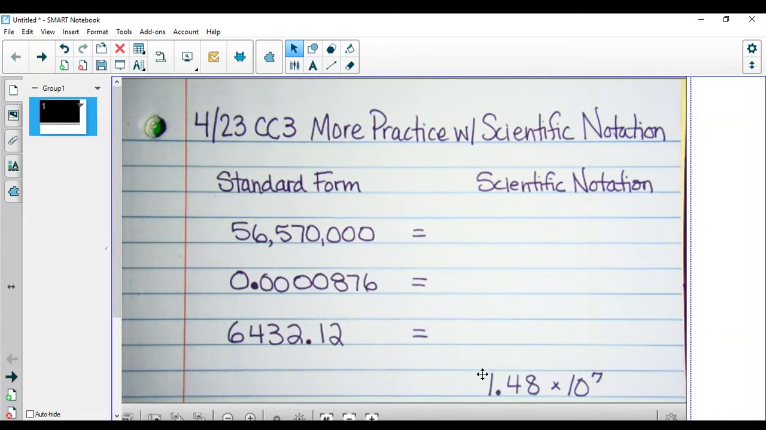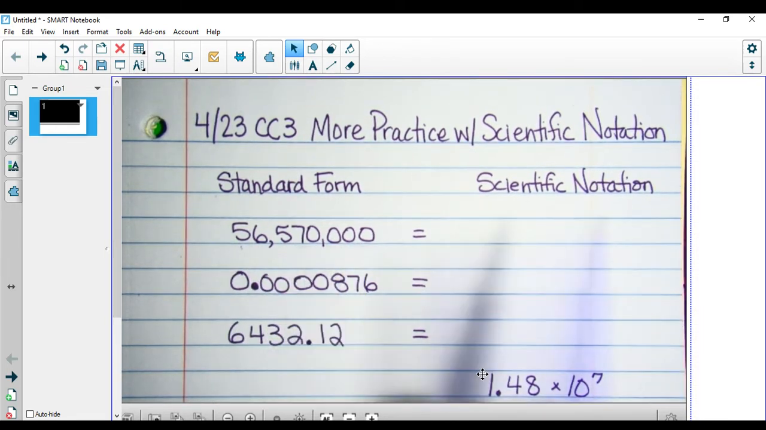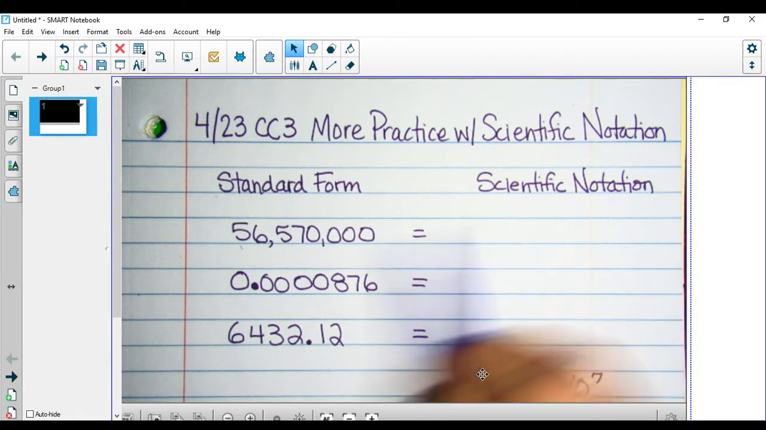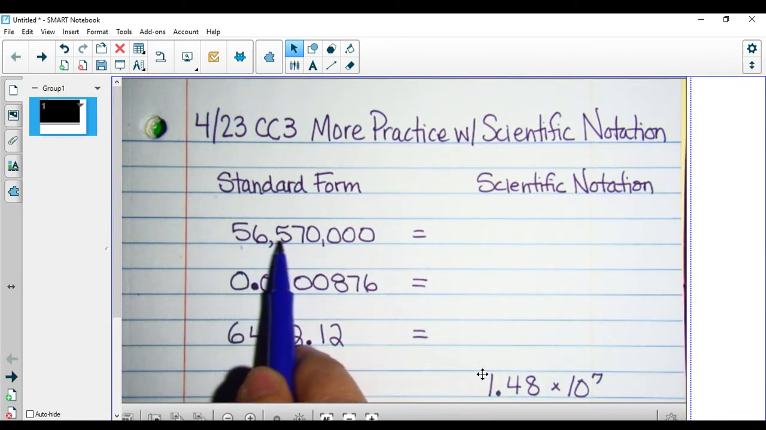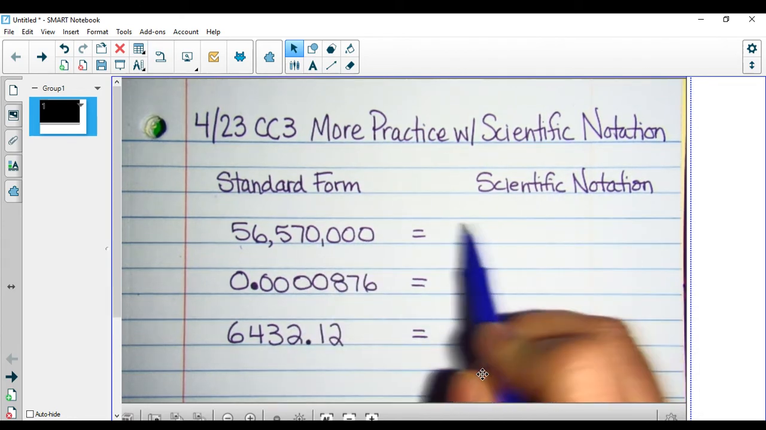So we're going to correct the work from April 23rd, where we were just doing some extra practice with scientific notation. To start with, we're going to look at 56,570,000. We're going to write down our significant digits, 5, 6, 5, 7, and then all zeros that we don't need to write.